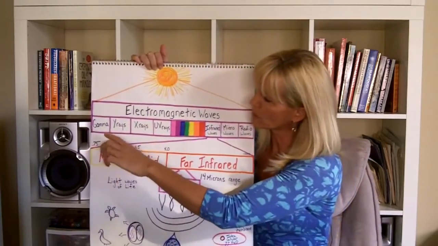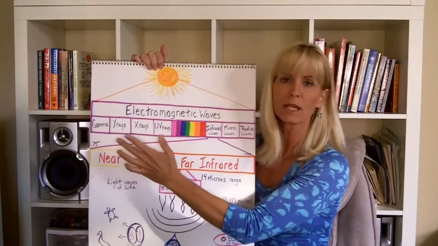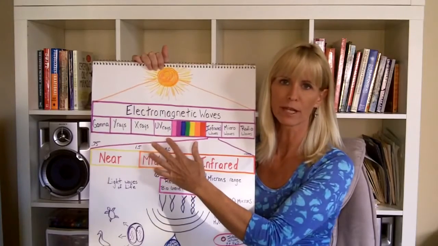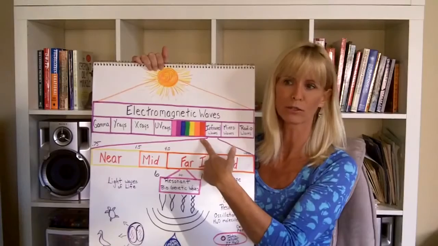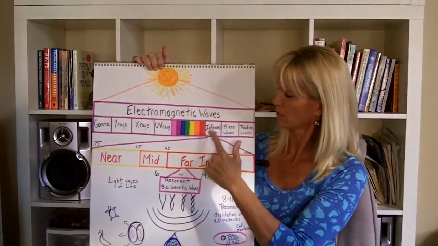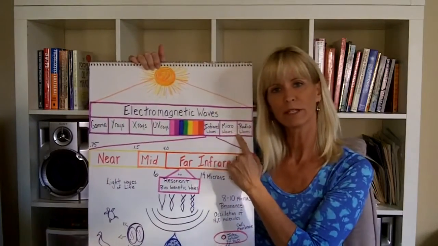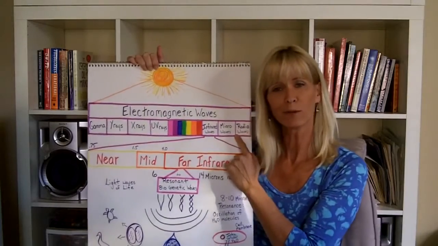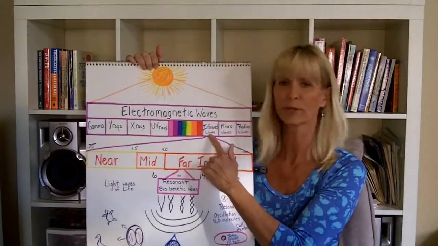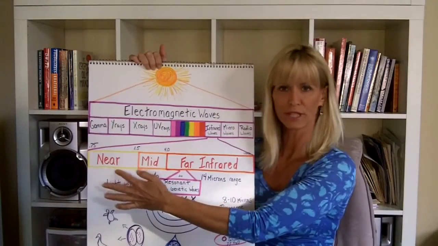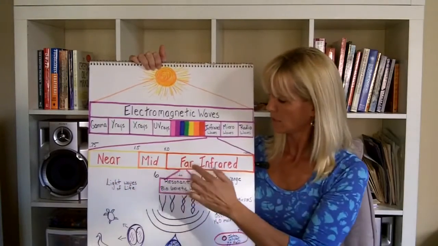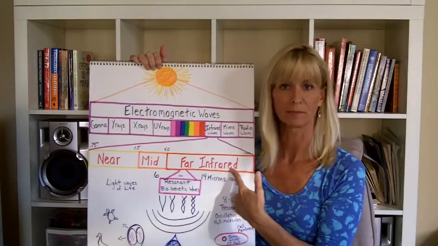And within that range, you're going to see gamma rays, X-rays, UV rays. In the visible light spectrum, you've got your rainbow colors. And then we've got infrared, microwave, and radio waves. Now, what we want to focus on today are the infrared waves. In that range, they've been called the near, mid, and far infrared wavelengths.